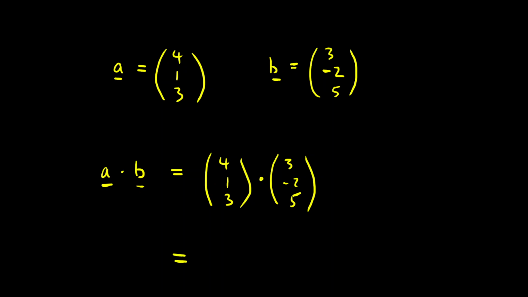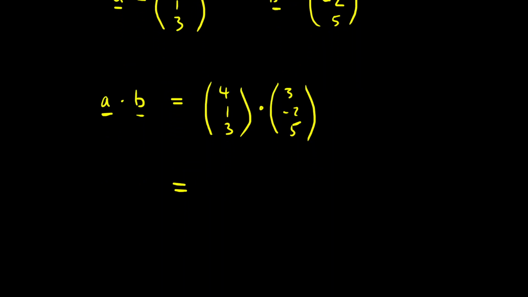How do I compute this product? Well, what I do is I take the two i components, the 4 and the 3, and I multiply them together. So 4 times 3 is 12. Then I take the two j components and multiply them together. So 1 times -2 is -2. And then I take the two k components and I multiply them together. 3 times 5 is 15. And then once I do that, I add these up. So I do 12 plus -2 plus 15. So what's that going to give me? Well, 12 minus 2 is 10, plus 15 is 25. So the scalar product of A and B is 25.